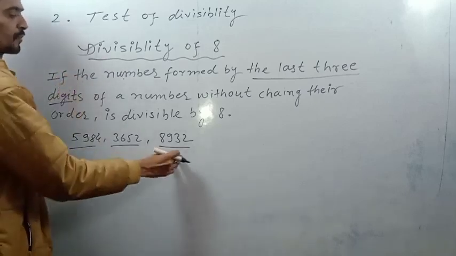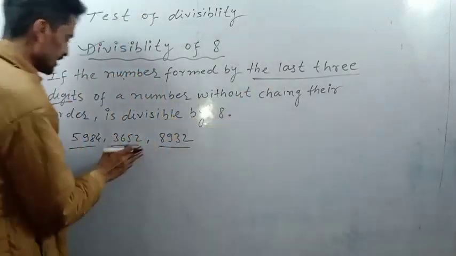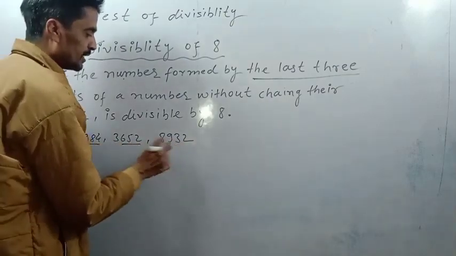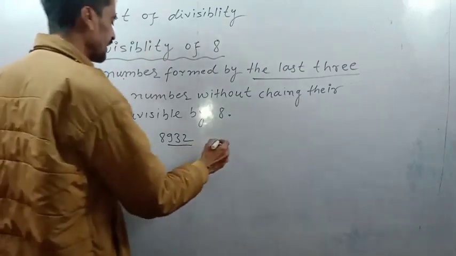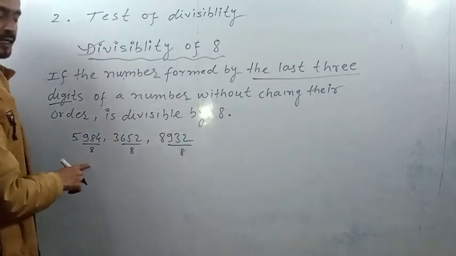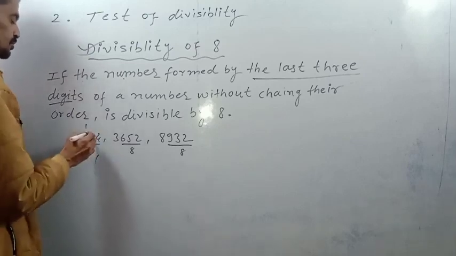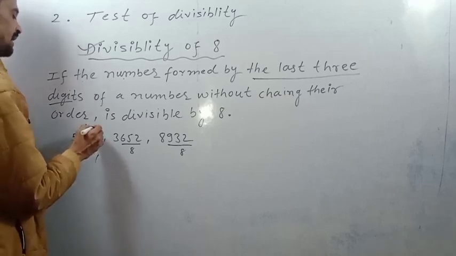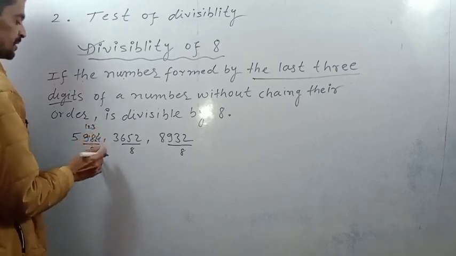When we have the number, we need to find out the last 3 digits. So here are the last 3 digits: 984, 652 and 932. Then you check, is it divisible by 8? So divide by 8, 8 and 8. It needs to divide perfectly. 8 ones are 8, 8 ones are 8, 1 remains, it becomes 18, sorry. 8 twos are 16, remain 2, it becomes 24. And 8 threes are 24. So it is a perfectly divisible number.